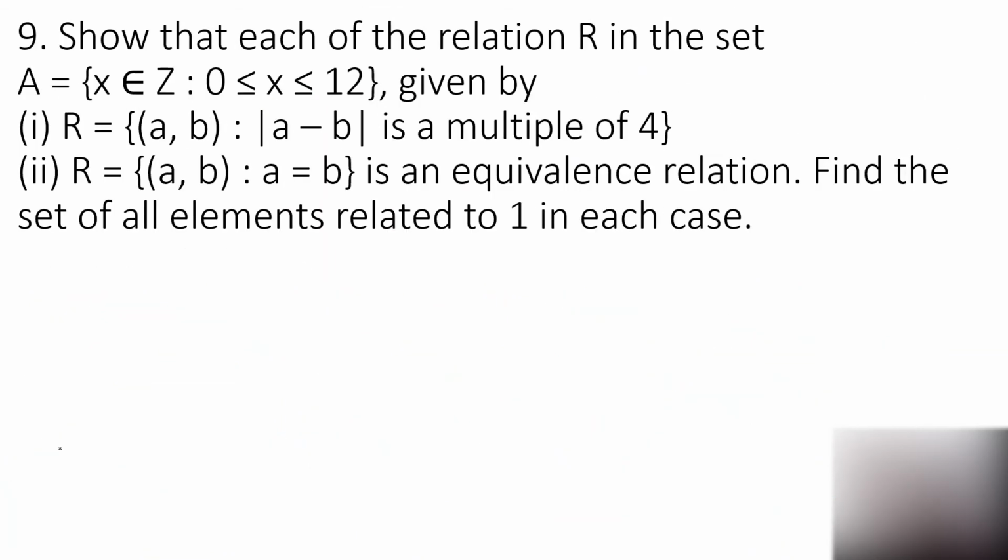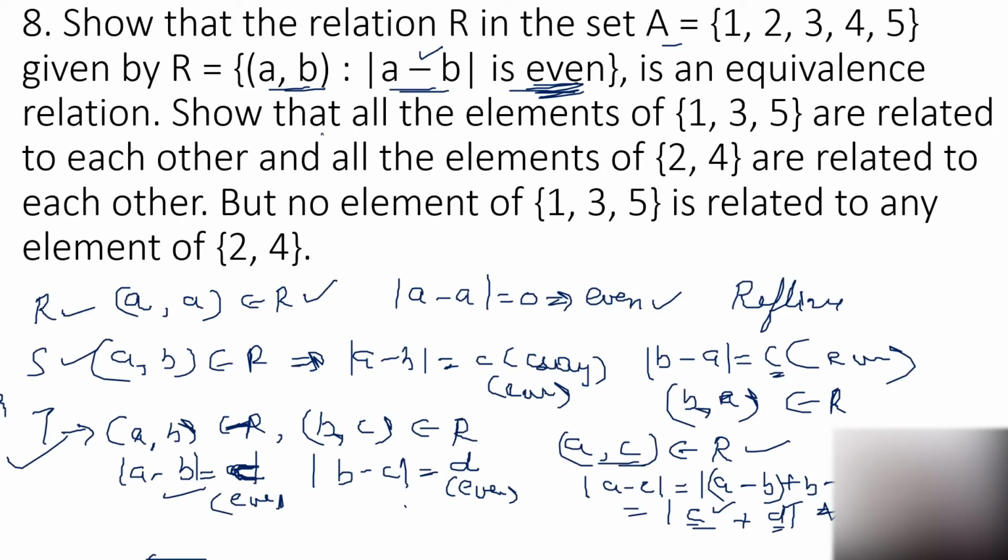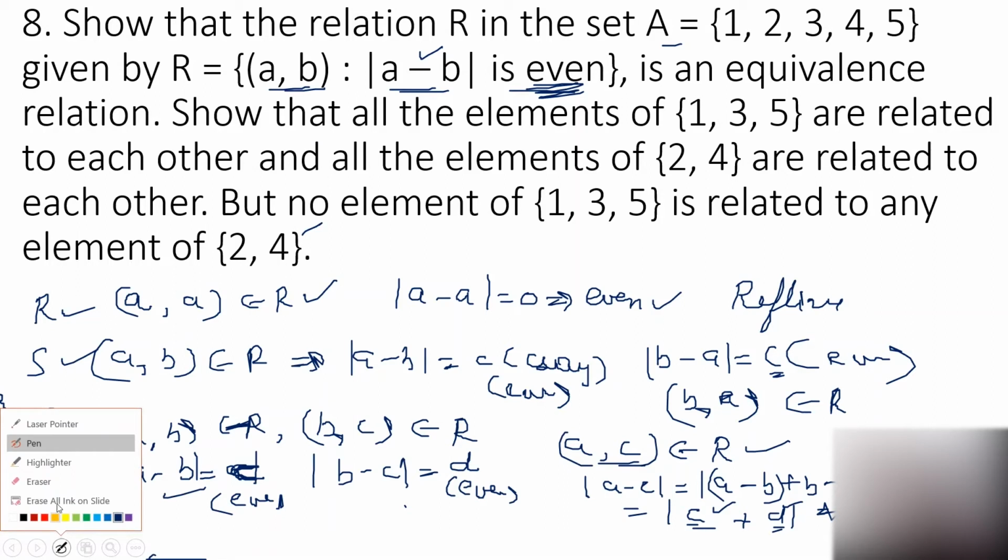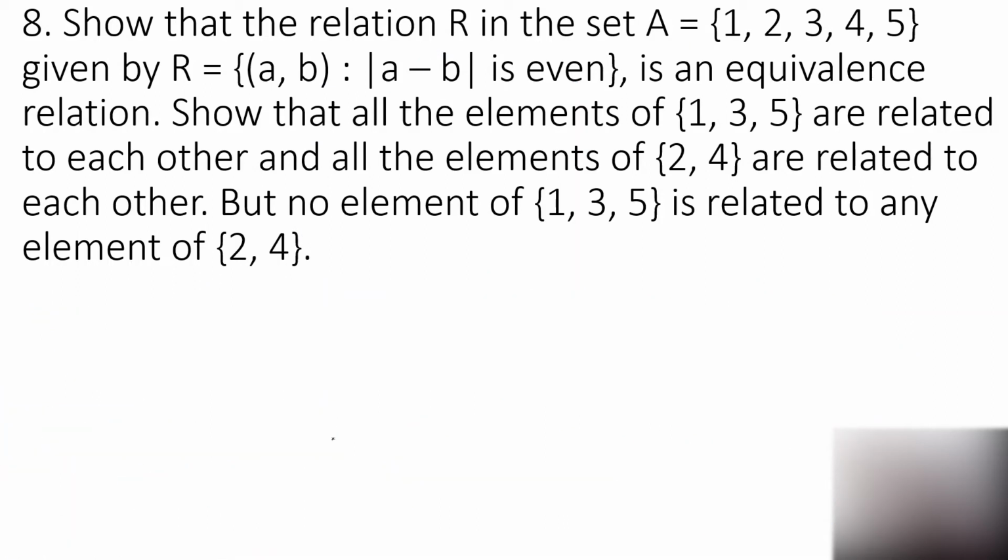Next is question number 9. Show that each of the given, I think something was left in that, an incomplete question was given. Next is equivalence relation. Show that all the elements of {1, 2, 3} are related to each other and all the elements of {2, 4} are related to each other.